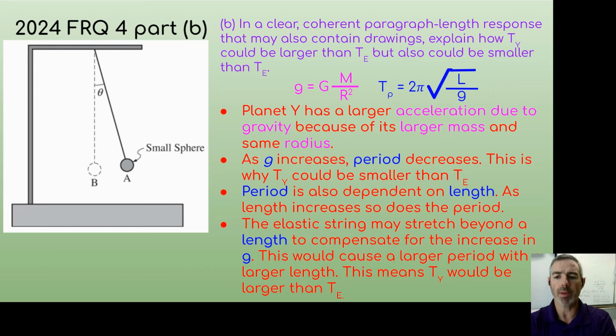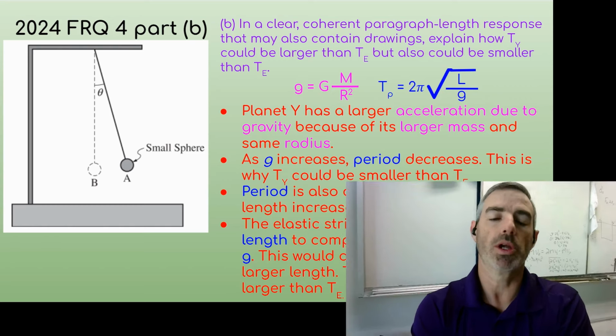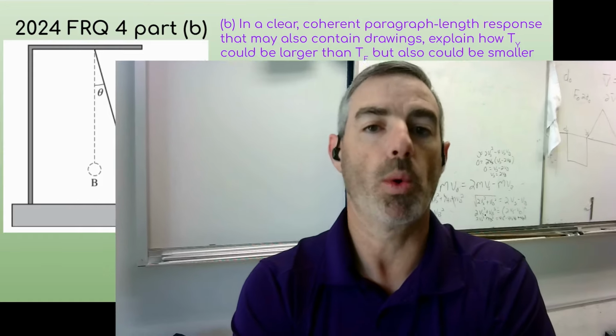Now, they could probably do a 6 point question and make part A 1 point, but usually it's broken down: part A is 2 and part B is 5. So this is the paragraph length response on the 2024 FRQs, question 4. I hope this was helpful, and I hope you have a great day and an even better tomorrow.